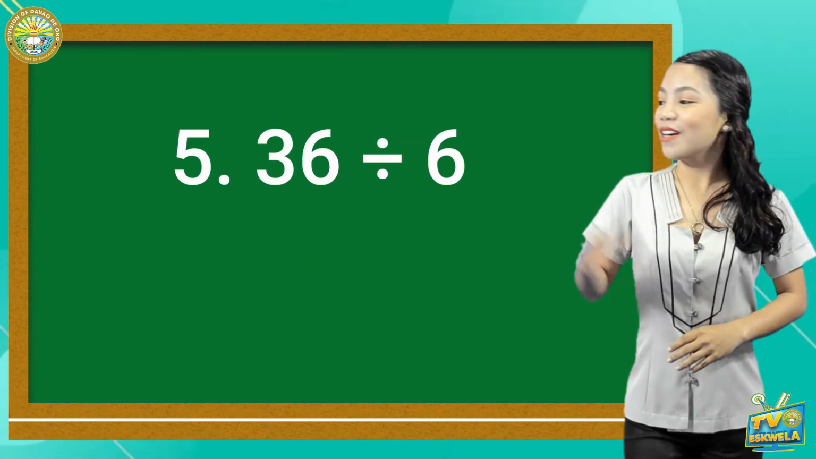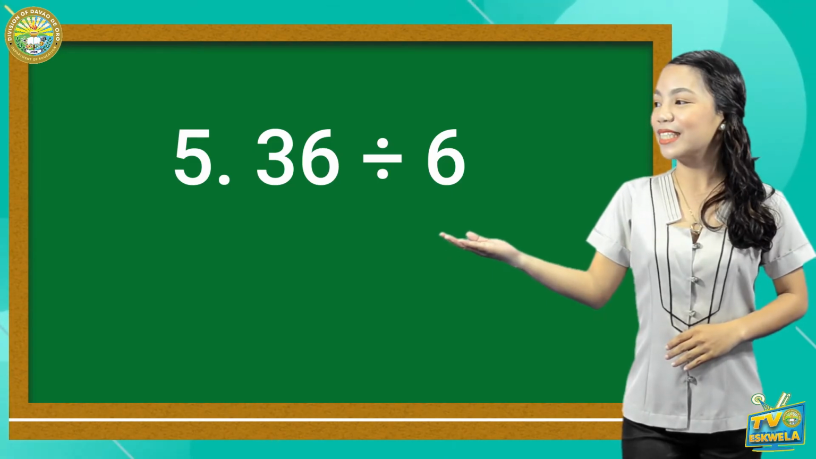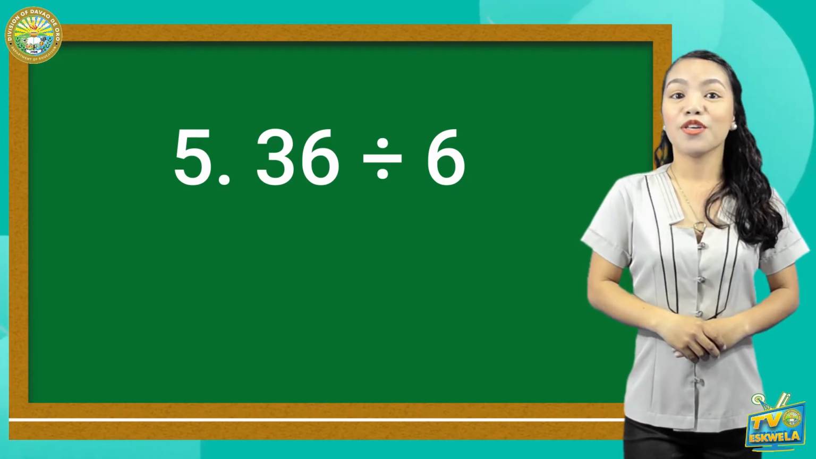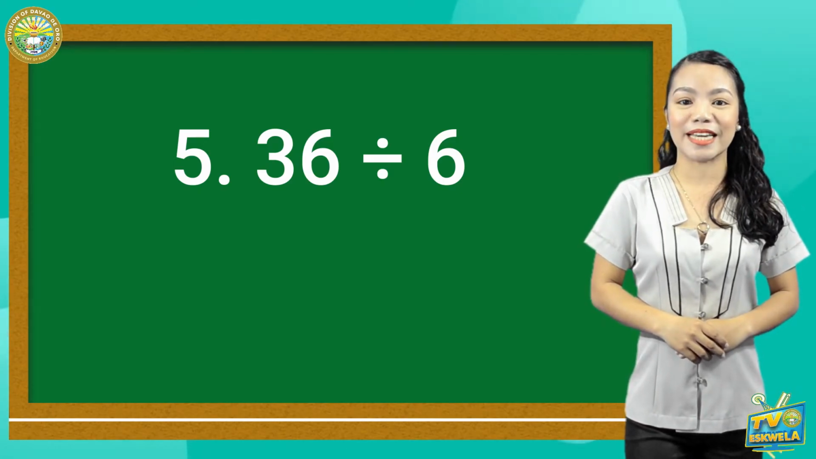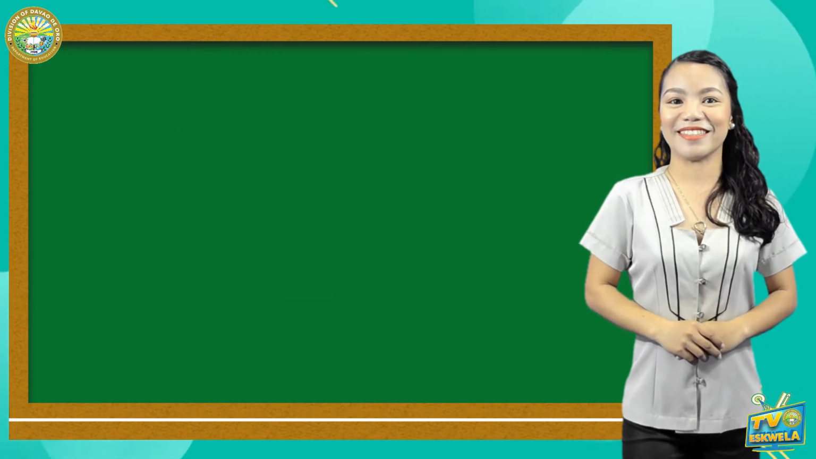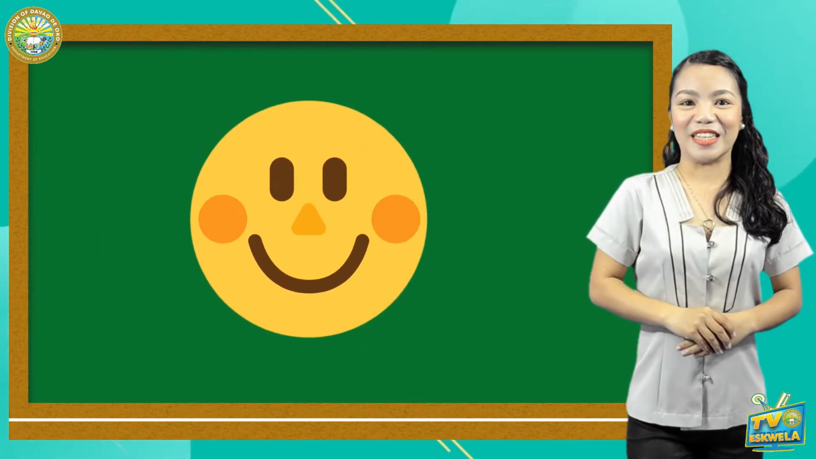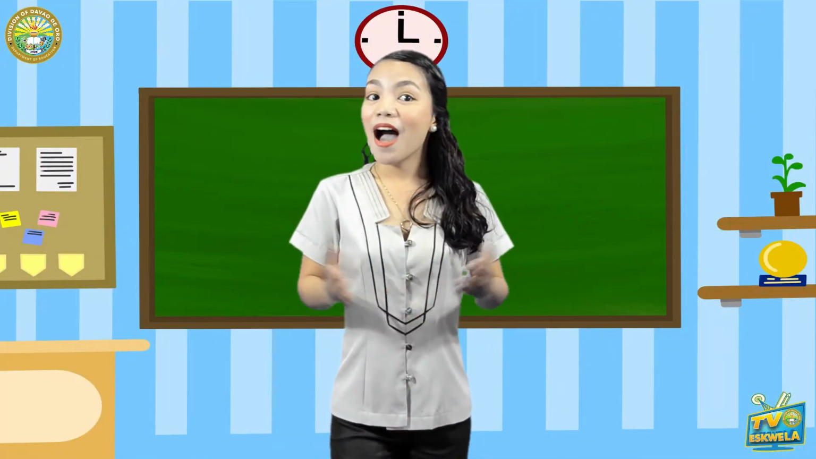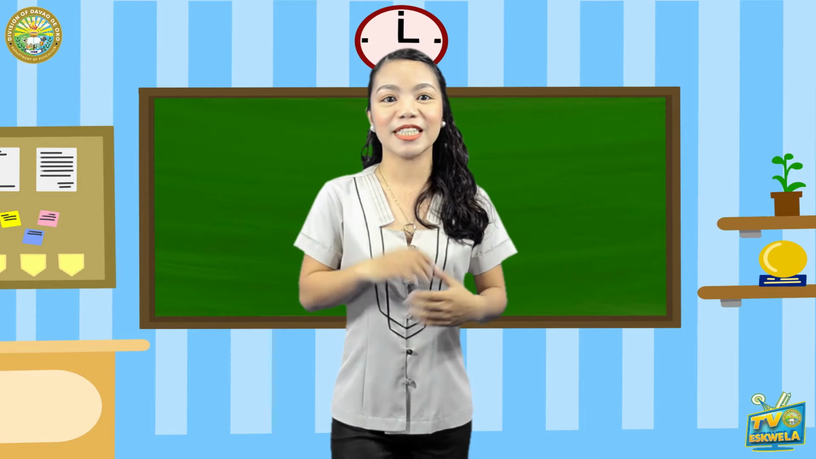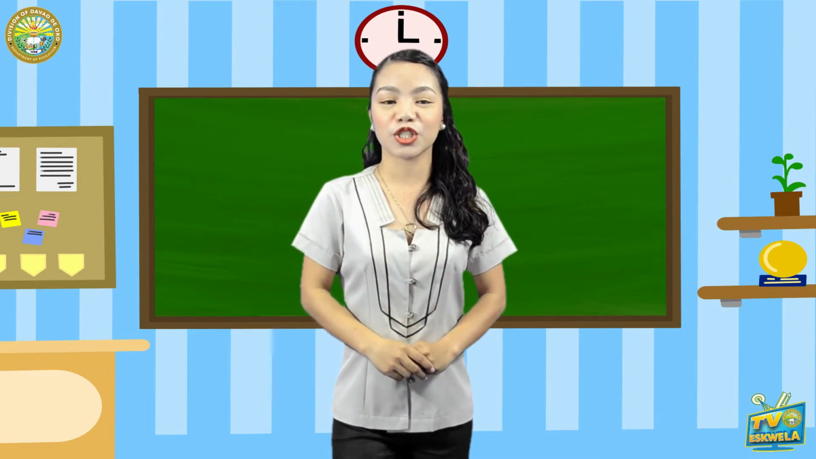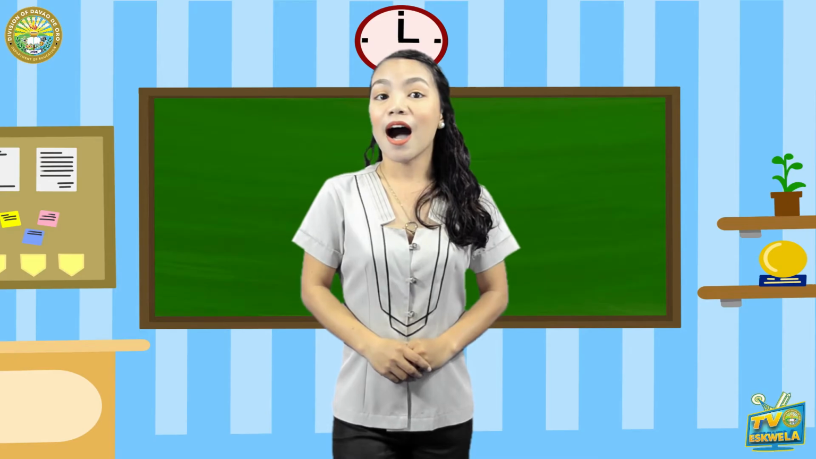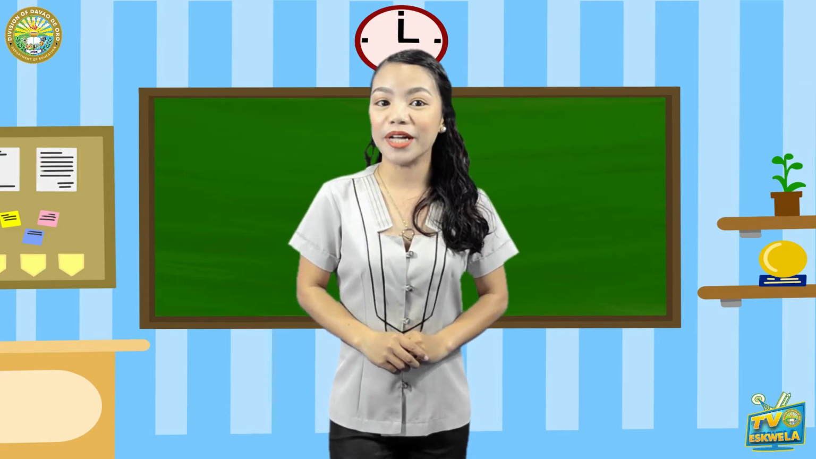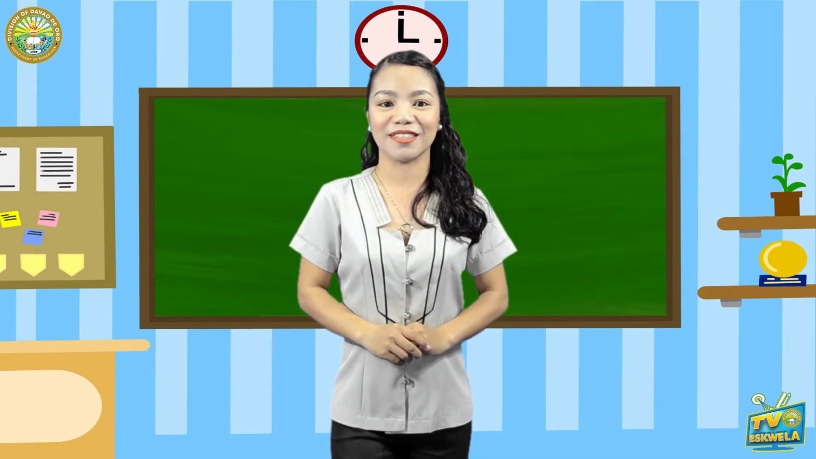Number 5. 36 divided by 6. 36 divided by 6 equals 6. You are doing a fantastic job. Let's have another activity. I will be showing you figures and you shall name the fraction for the shaded parts. I will again give you 5 seconds to do so and we'll together check your answers.